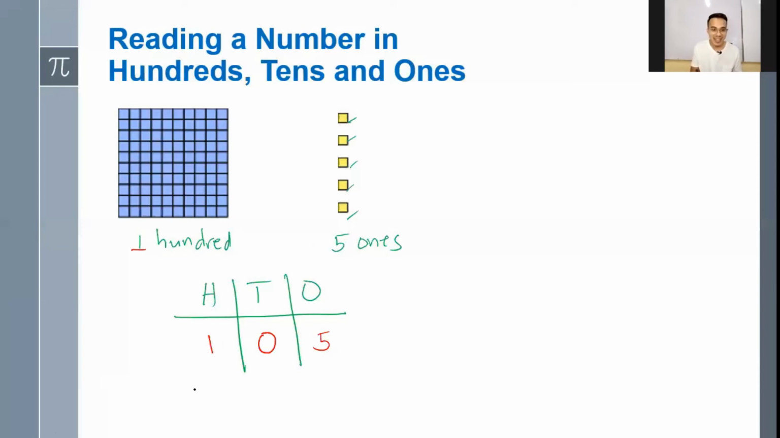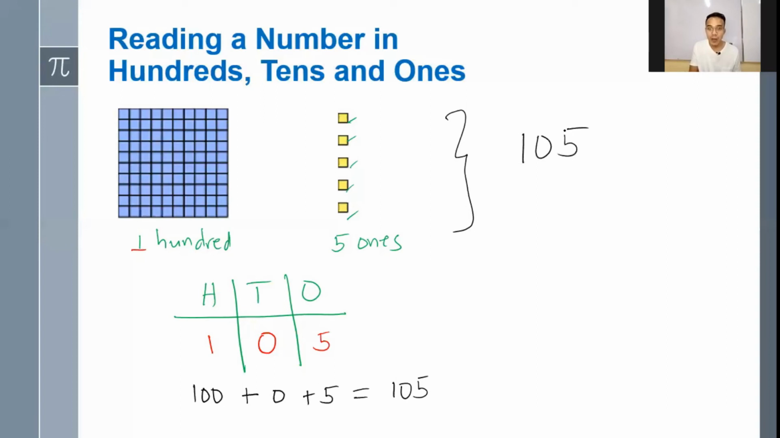Next, 1 hundred is the same as 100, 1 with 2 zeros, plus 0 tens is the same as 0, 5 ones is the same as 5. So the number is 105. So the number represented by these blocks is 105.